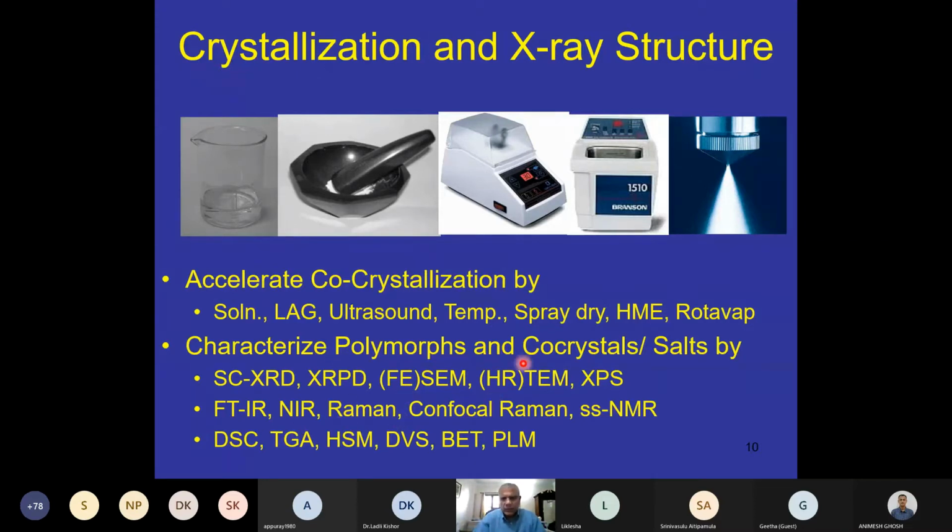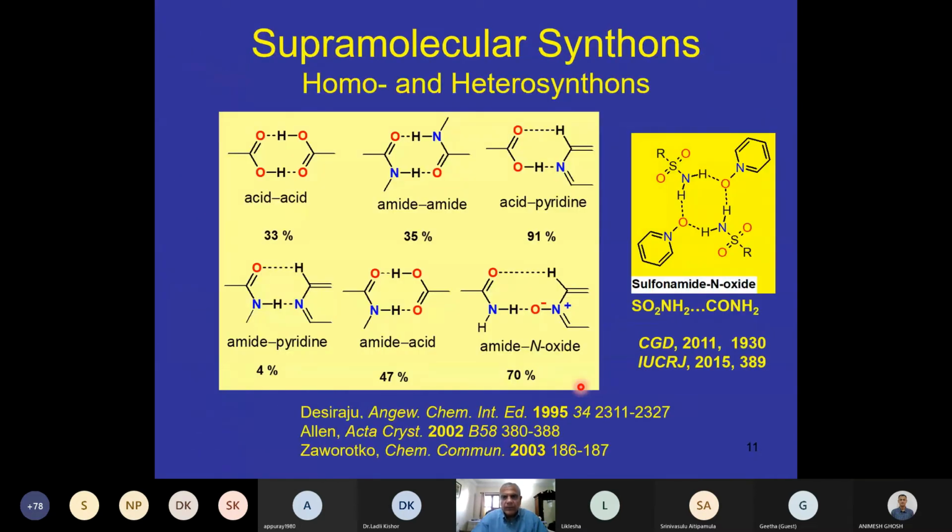Once you get the product, we analyze it by diffraction technique, microscopy, spectroscopy, Raman, infrared, NMR, and then we also look at the thermal analysis, the surface characterization, as well as the particle size. As I mentioned earlier, particle size can be very important for the dynamic phenomena such as dissolution, as well as the way in which the pharmaceutical will bind to the solvent water molecules and so on.